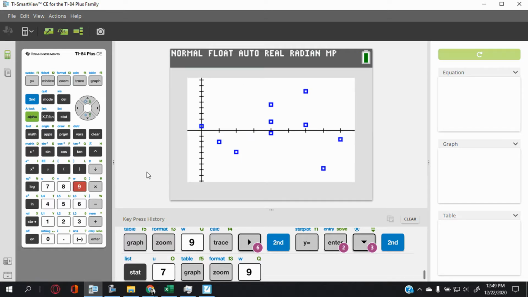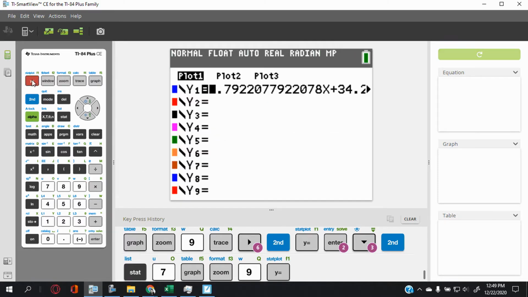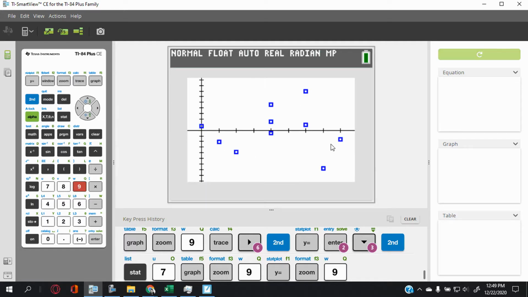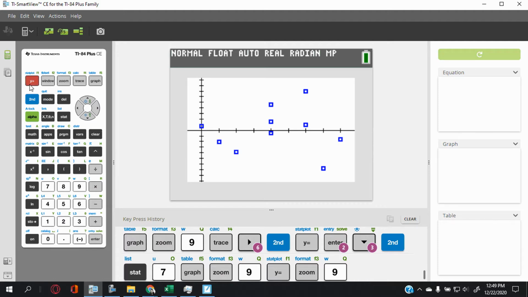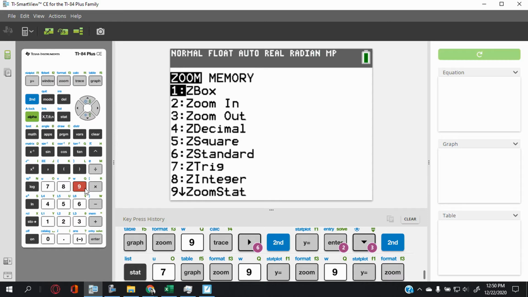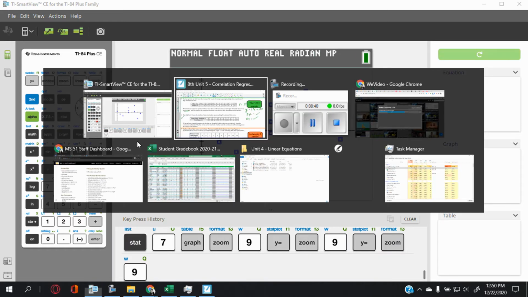Now, what do you think? Is that a good line of best fit that we just got from Y equals something? Yeah, it is. Why? Yeah, it's scattered. The points are scattered. Again, of course, we're using the line from the calculator itself. Of course, the plot is going to be good. So that's it.